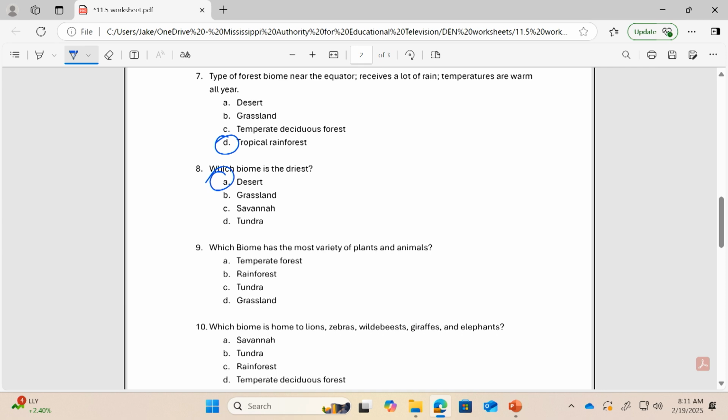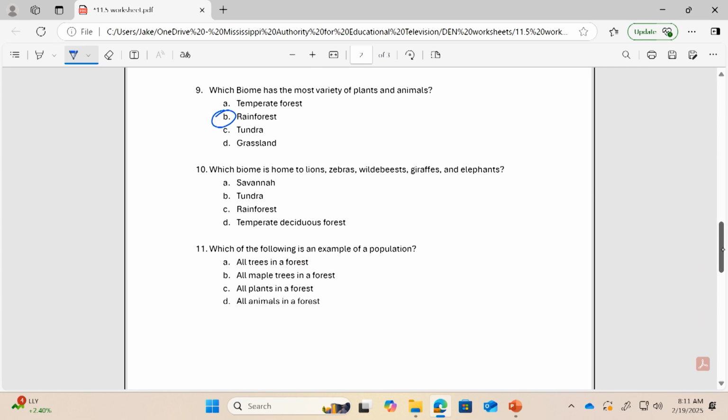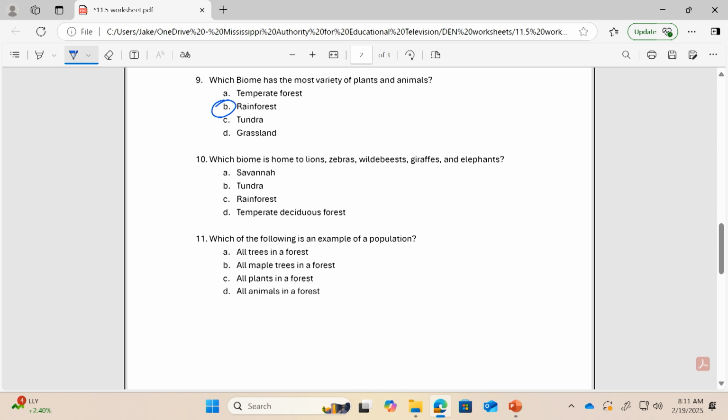Which biome has the most variety of plants and animals? The most variety of plants and animals is going to be the rainforest. Remember, half of all animal species and half of all plant species live in the rainforest. So it's very biodiverse. Okay, a couple more. Y'all are doing great. 10 says, which biome is home to lions, zebras, wildebeest, giraffes, and elephants? So this is going to be the savanna. Great work. All right, 11.